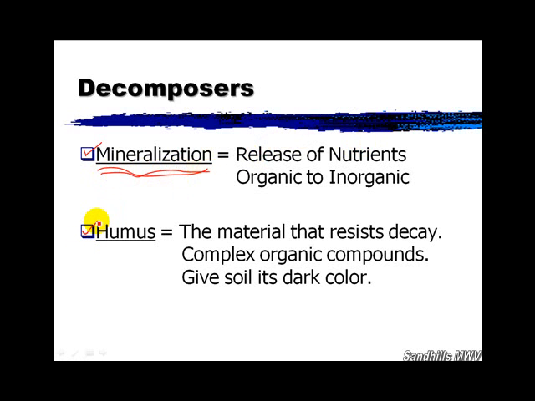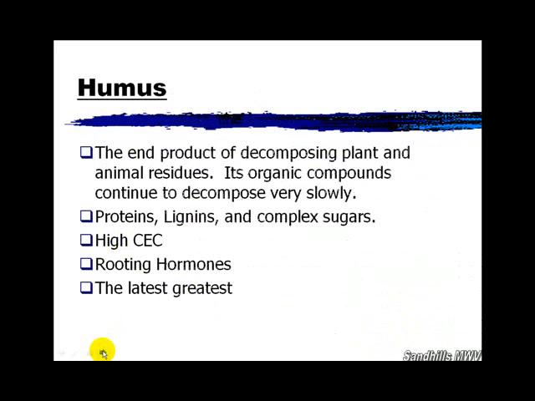They leave humus, so the material that's harder to decompose, longer chains, they can't chew on them, is humic material, and we're going to talk about humic material a little bit in some of the next slides. It resists decay. It's a complex organic compound, and humic acid or humus is what gives the soil its dark color. So humus consists of proteins, lignins, and more of the complex sugars. It's still decomposing, but it decomposes much more slowly. It adds a lot of cation exchange capacity, nutrient holding sites, to the soil, so that's why it helps.